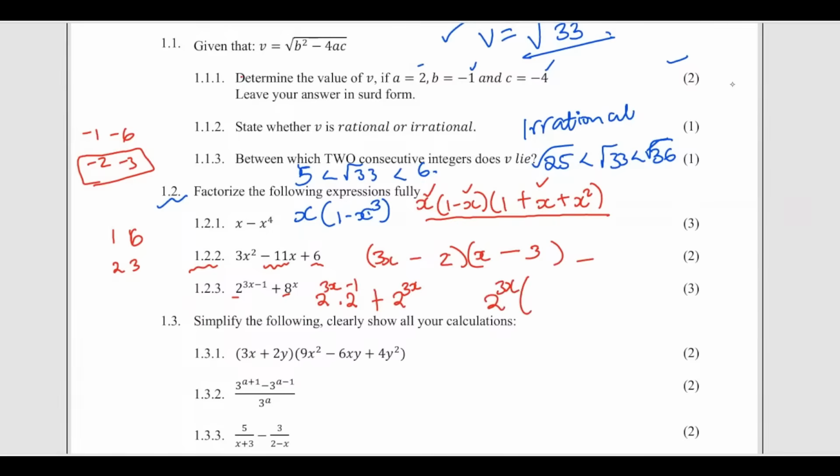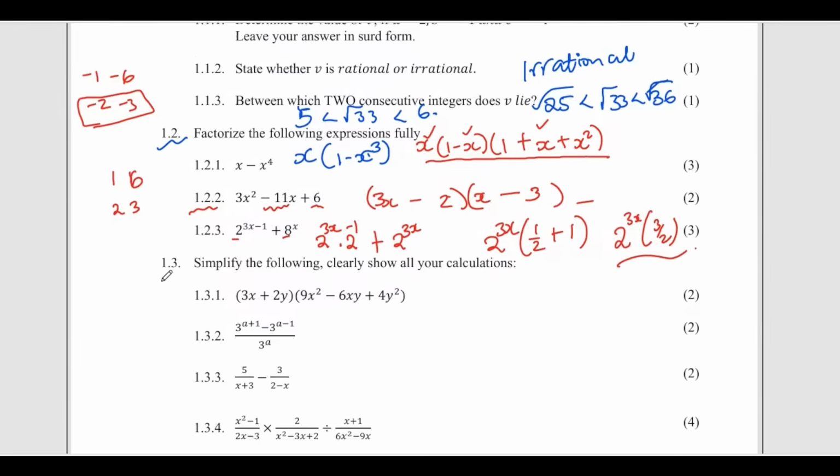What are we left with? 2 to the negative 1, which is like a half. Plus, when you take this away, we have just 1 that is left. When you simplify this, it's just the same as 3 over 2. So 2 to the 3x into 3 over 2, something like that, okay?